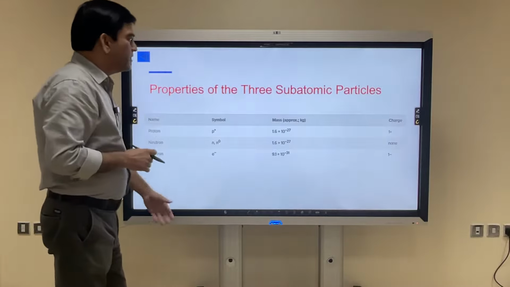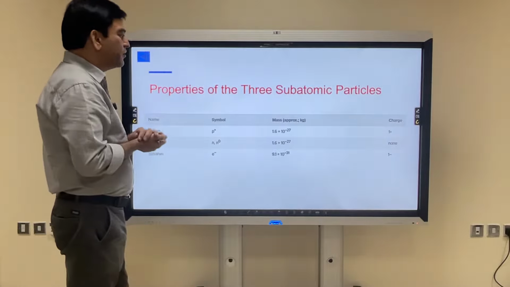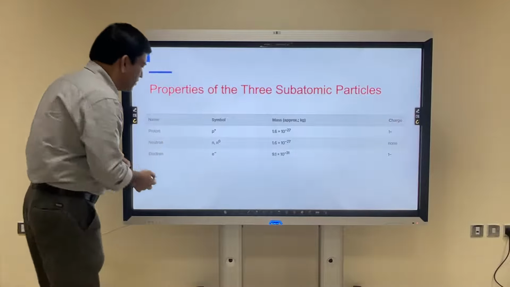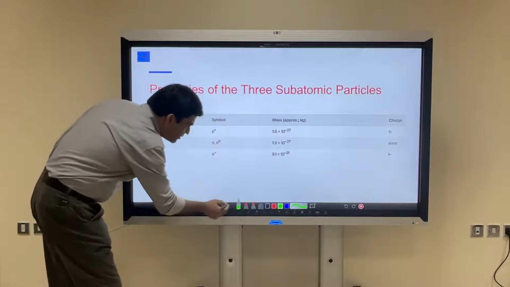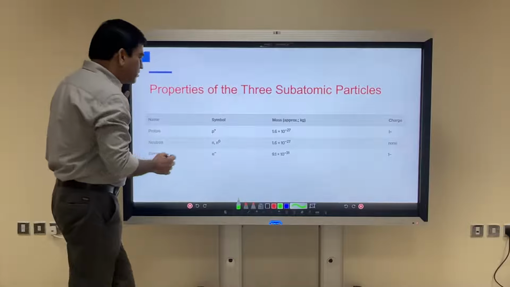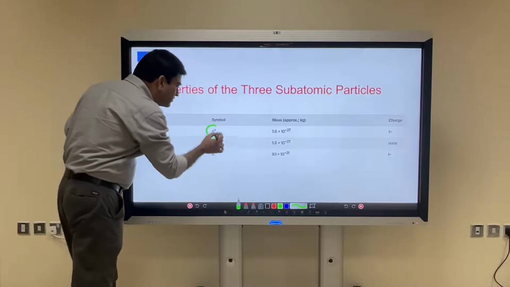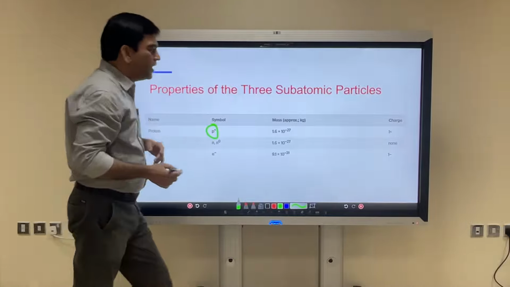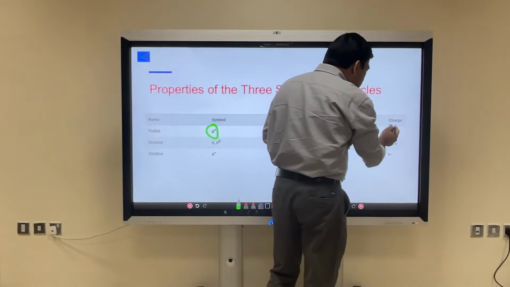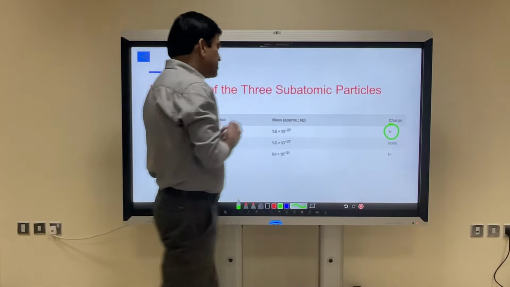Now we compare the three subatomic particles that we are discussing today. The first one over here is proton, and the symbol is P plus. You can see it over here, P plus. And what is the charge over here? Proton has a +1 charge.